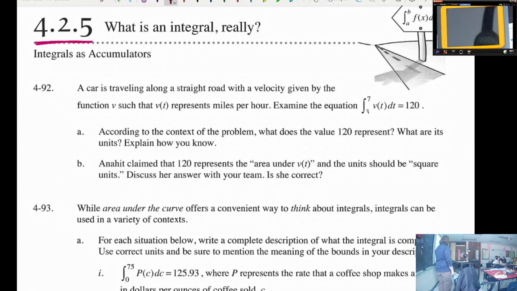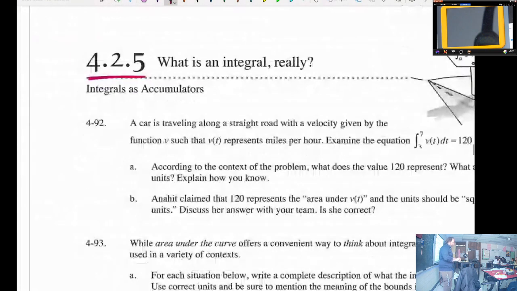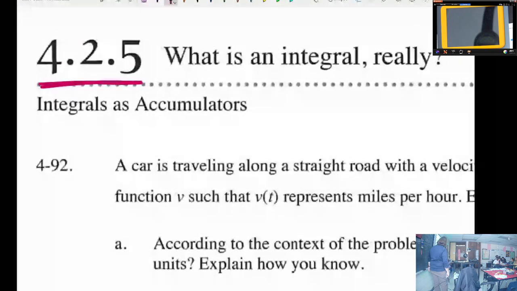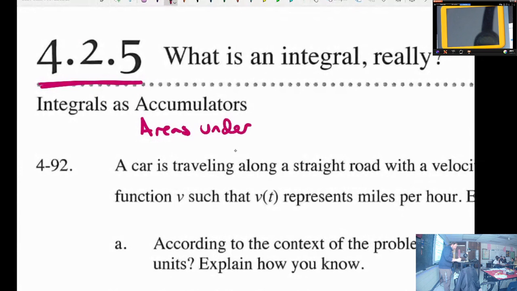All right, so 4.2.5, what is an integral really? This is where we're going to start trying to think about integrals a little bit differently, because up to this point, we have thought about integrals as areas under curves. That is a very useful way to think about integrals, because they are, in fact, the areas under curves. In fact, that's where all the calculations come from. We break up those areas into tiny rectangles, we add up all those rectangles, and we get the area under a curve. However, that's not what an integral actually measures.